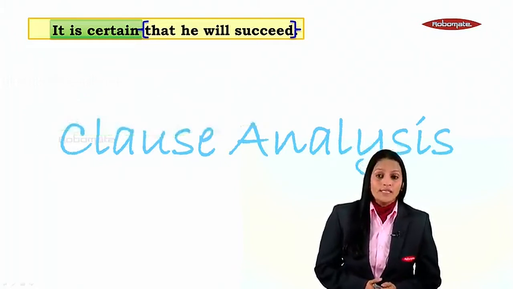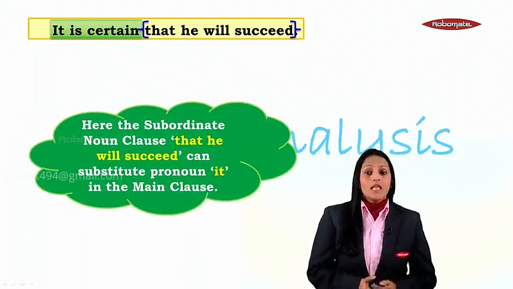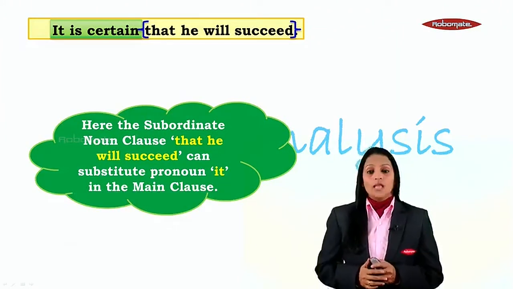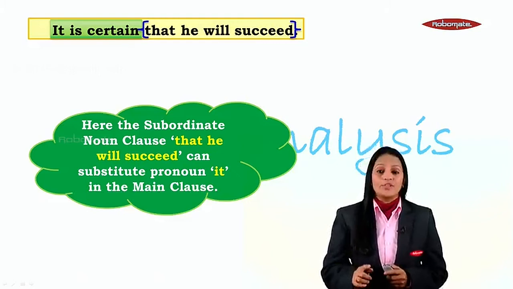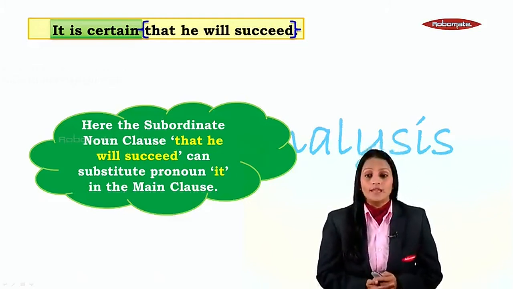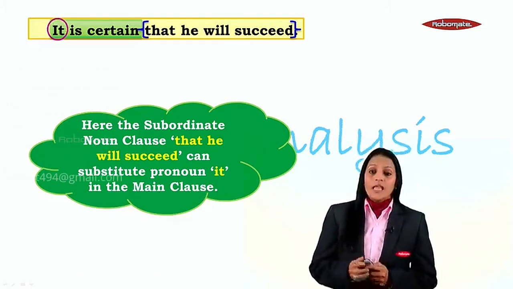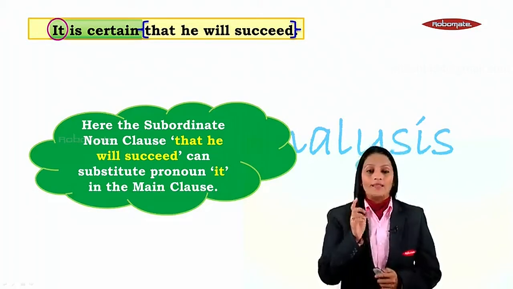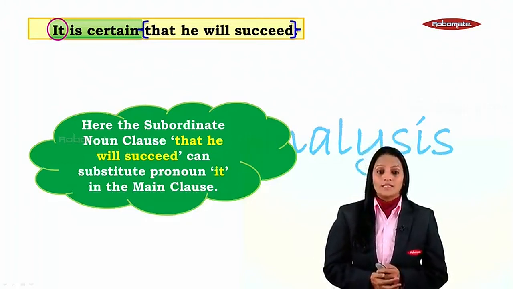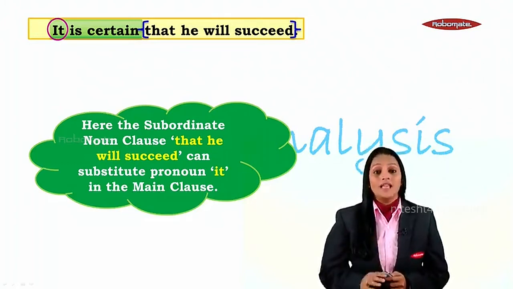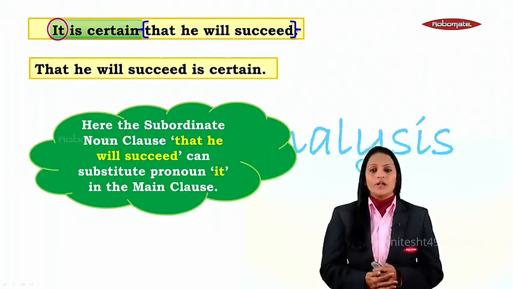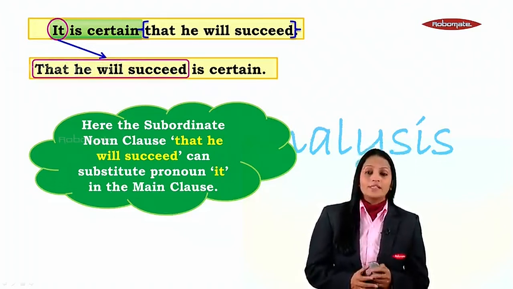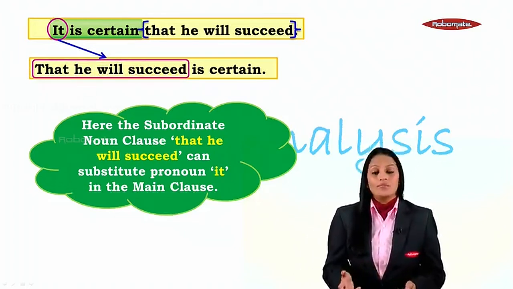Now what do we see here? That in this case, that he will succeed, this particular subordinate noun clause can actually become a substitute for the pronoun it over there in the main clause. So which means it is actually represented by that pronoun or by that particular clause, that he will succeed. That he will succeed tells us what the it means. So here, you can replace the it. Instead of it, if you say that he will succeed is certain, it still makes sense.